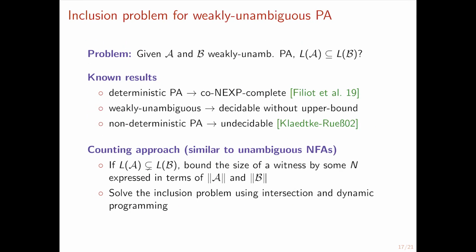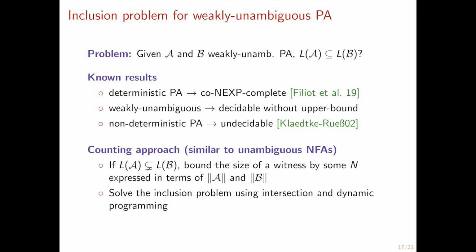The second consequence is of algorithmic nature. The problem we consider is the inclusion problem for weakly unambiguous Parikh automata. We are given two weakly unambiguous Parikh automata, A and B, and we want to decide whether the language of A is included in the language of B.